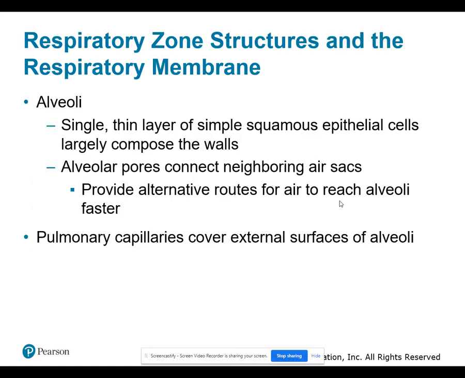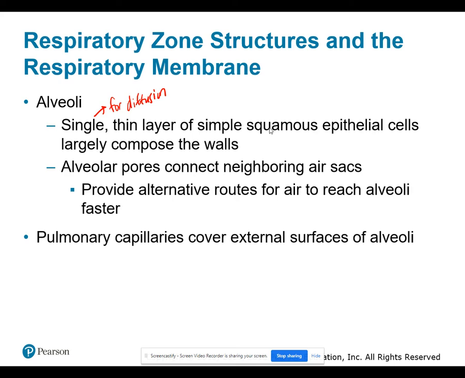So let's go into the structures where gas exchange actually happens, alveoli. These are a single thin layer, single because we want diffusion to happen. So I'm going to write that on here. And it's a thin layer. It's made up of simple squamous cells, so one layer, and squamous means they're flat epithelial cells that are going to compose these walls.